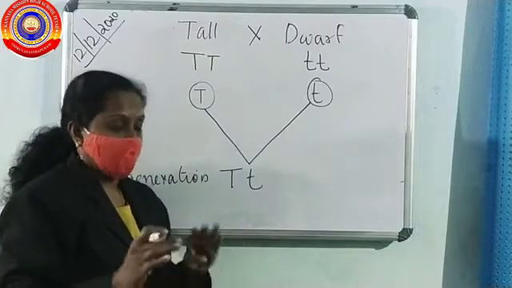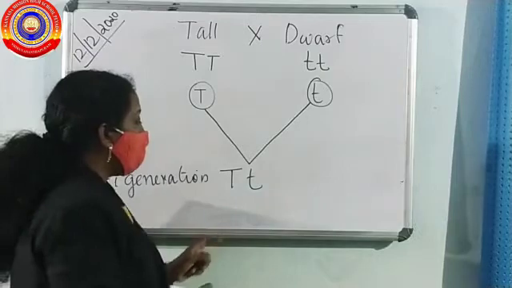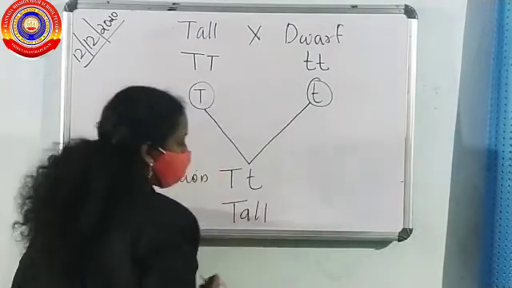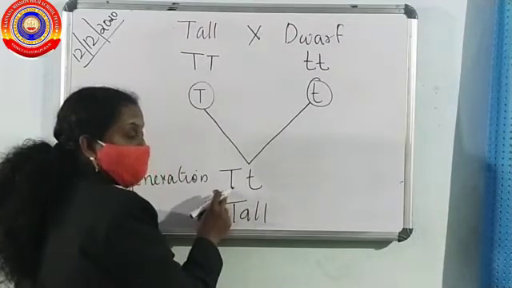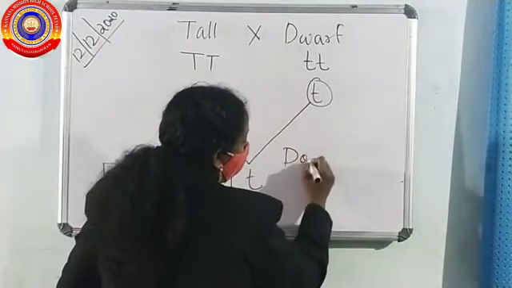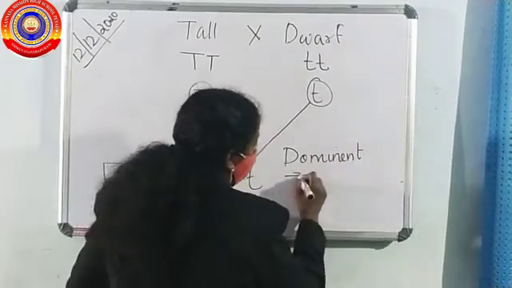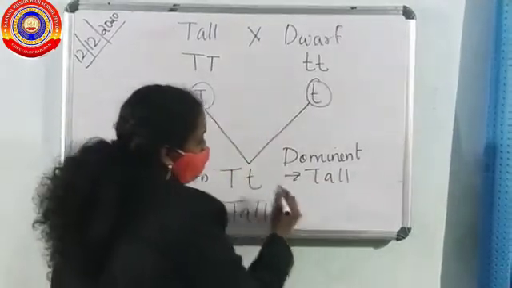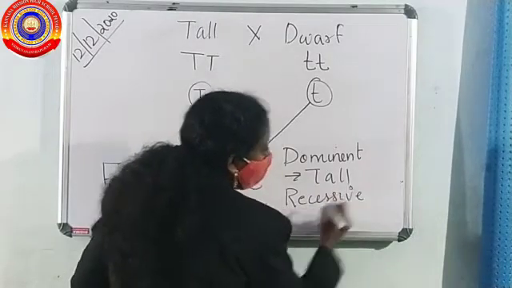In the F1 generation, we got the result capital T as tall and small t as dwarf. Here only one character is expressed. That means here we are giving importance to the capital letter, so we got the result tall. Small t is hidden in the F1 generation. So the expressed character is called dominant, which is tall, and small t is hidden, so it is called recessive, that is dwarf.